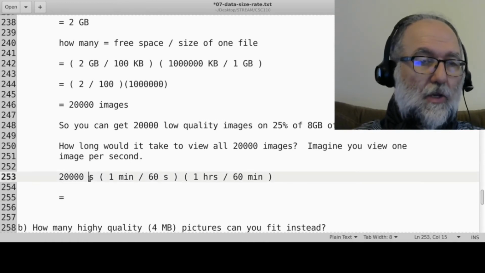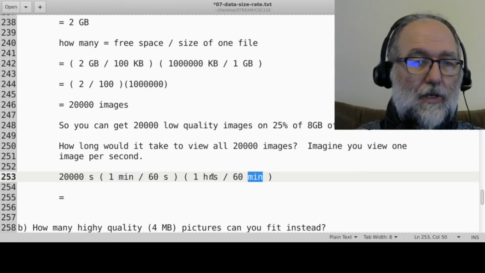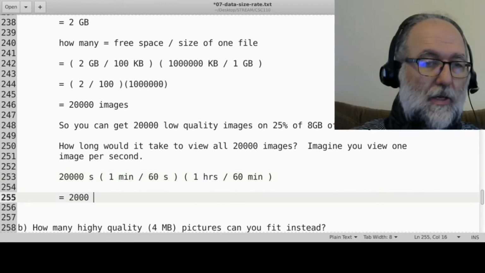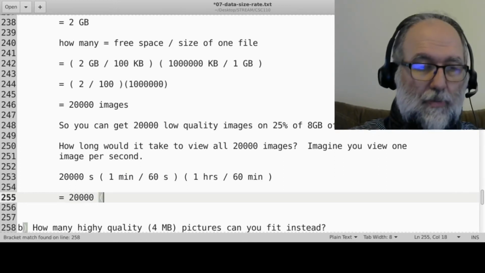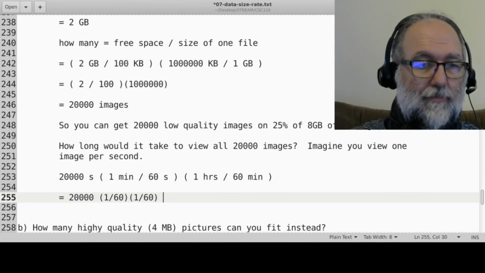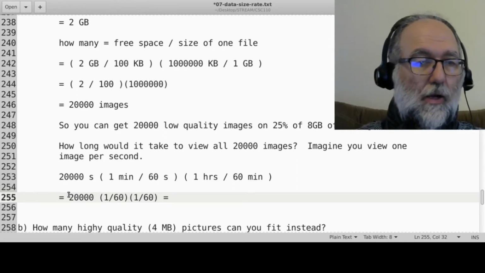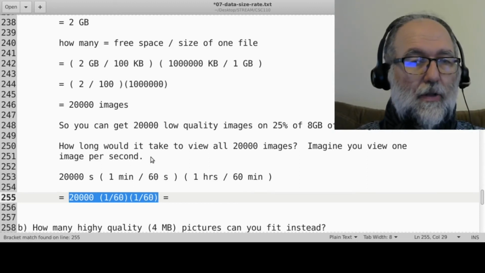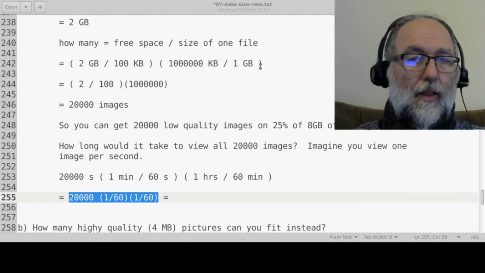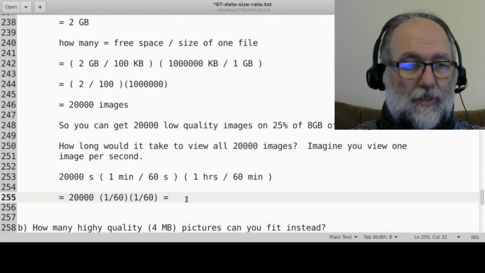And if you do this, your seconds will cancel, your minutes will cancel, and you're going to end up in hours. And so you'll get 20,000 multiplied by 1 divided by 60, multiplied by 1 divided by 60 like that. And that's going to equal, let's see here, let me do that on my calculator, 5.6 hours.